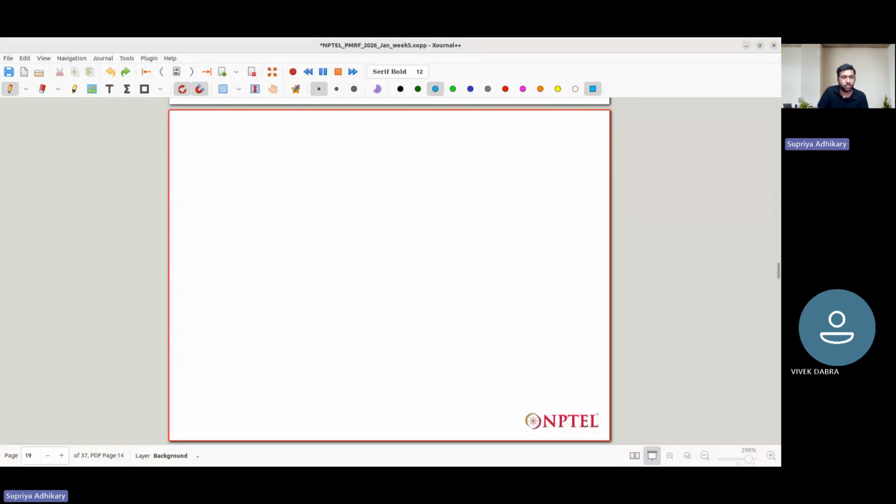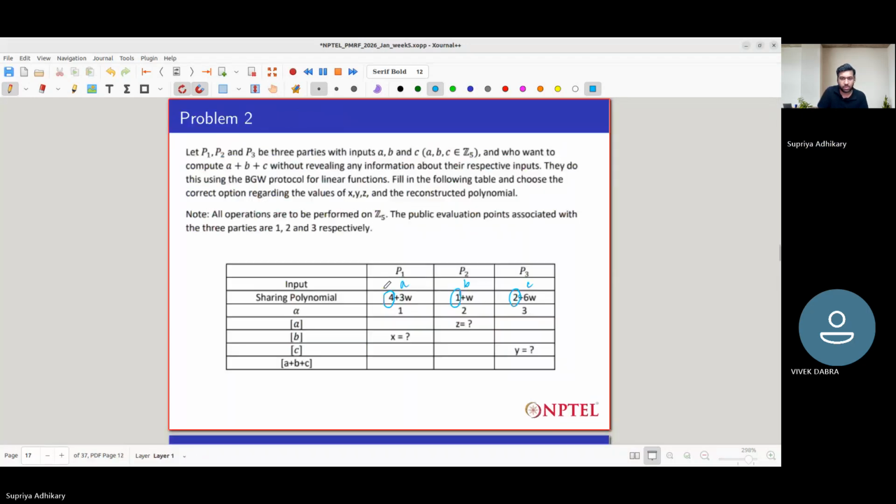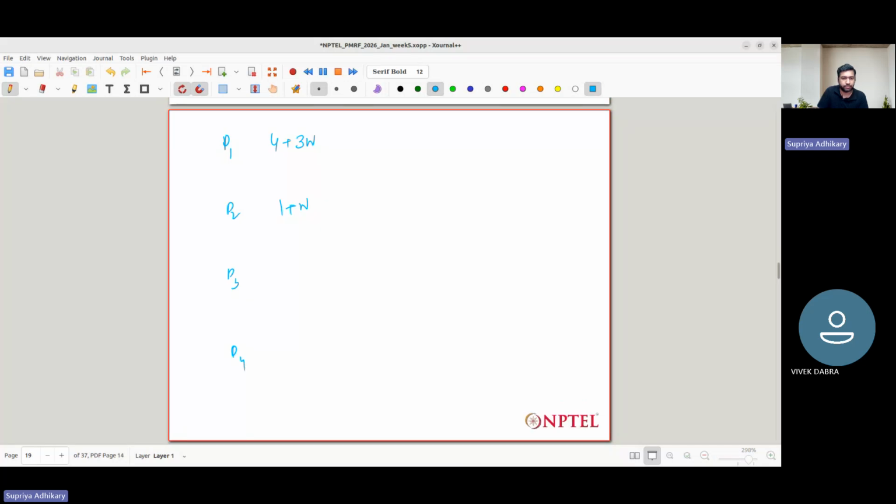Okay, so P1, P2, P3, and P4. They have the sharing polynomials 4 plus 3W, 1 plus W, and 2 plus 6W. So there are 3 parties, and their evaluation points are basically 1, 2, and 3. These are the evaluation points. So now P1 would generate the shares at the points 1, 2, and 3.